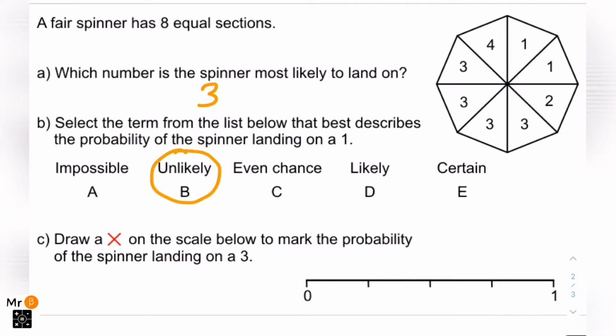And finally, the probability of it landing on a 3. Well, you can see it's exactly 4 out of 8 sections, which is 1/2, which would be bang in the middle.